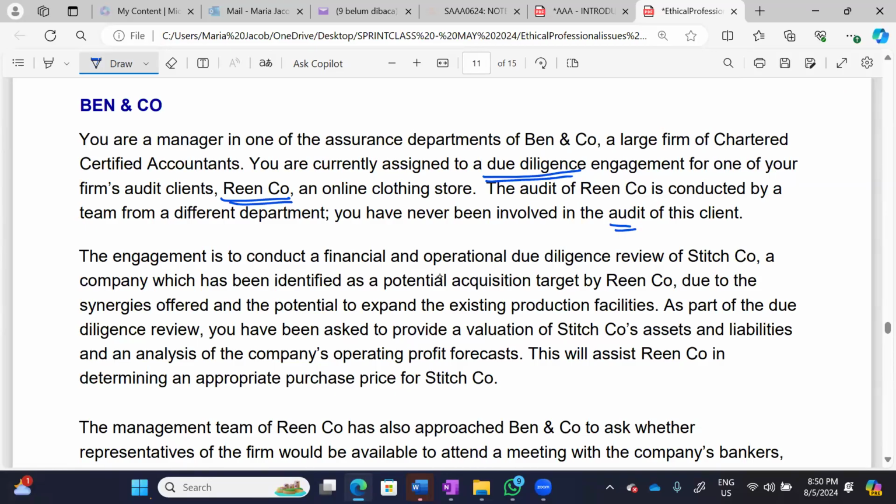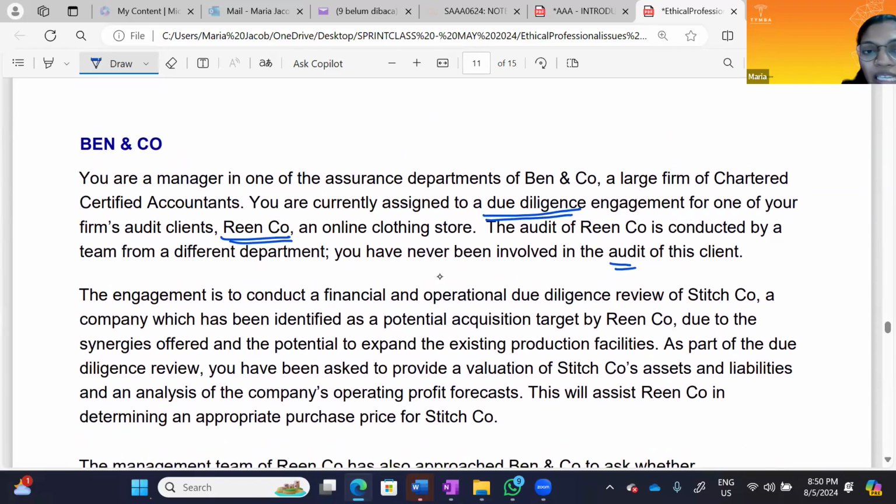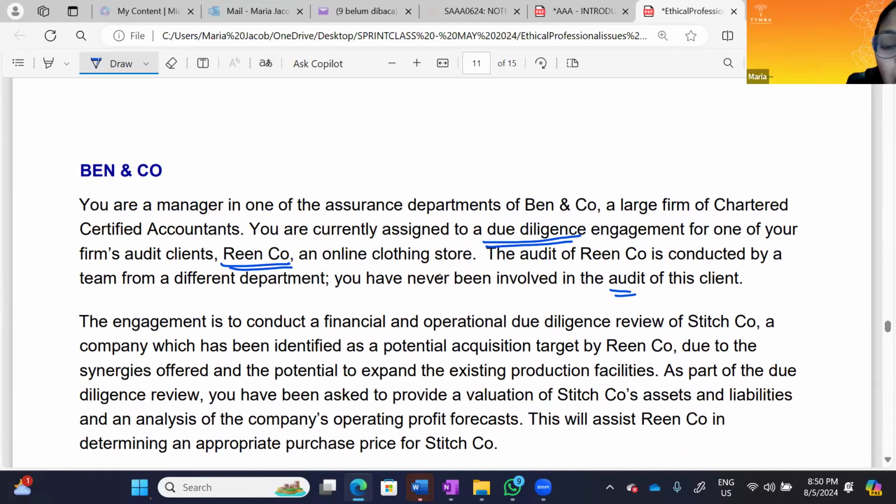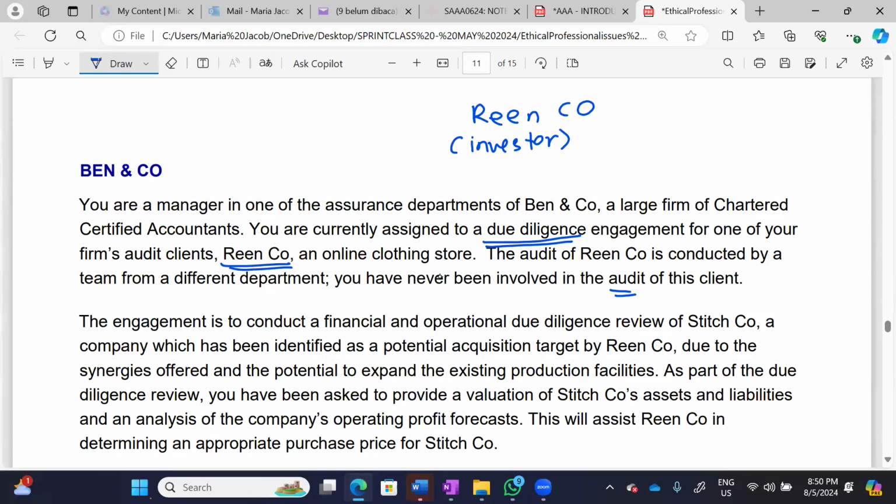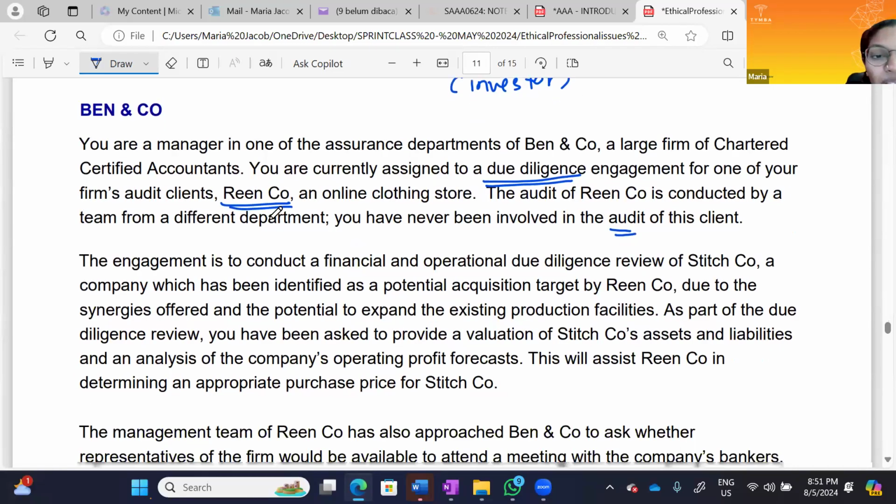So you have to understand: Rinco is the investor. The investor is asking you for a due diligence service, and the investor here is our audit client, and the audit is done separately by someone else. Now let's look at the next one.